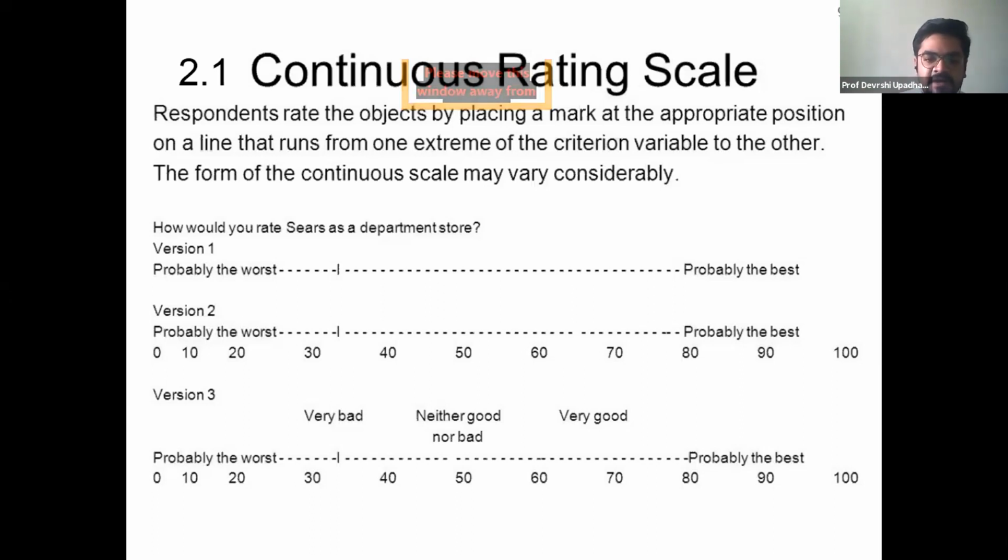If we look at version three, again the data is there, but as a researcher I have given three parameters. From 0 to 30 is a very bad store, from 31 to 60 is neither good nor bad, and from 61 to 100 I have given the criterion called very good. So having these three criteria, I can also frame my questionnaire. Also, I can frame my question based on this continuous rating scale method.